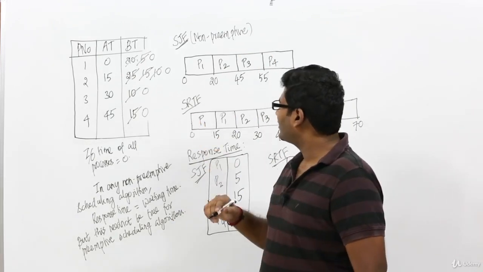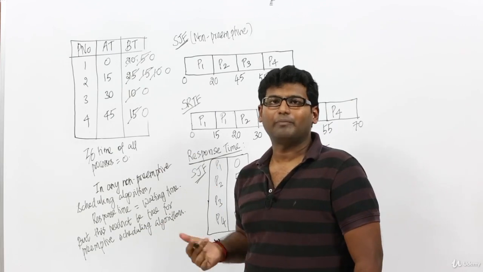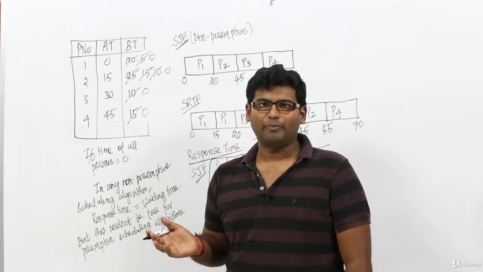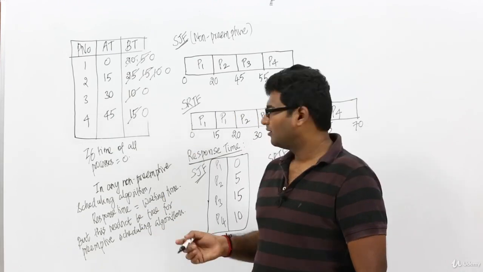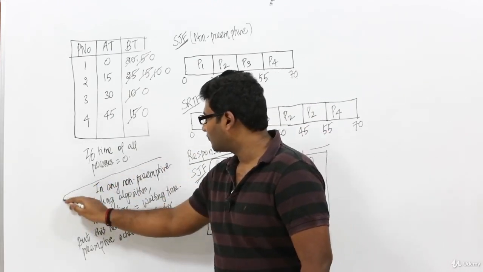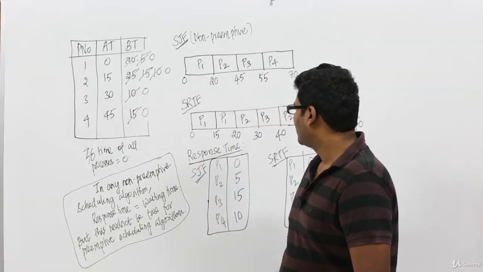But SRTF is one of the preemptive scheduling algorithms. We have some more preemptive scheduling algorithms, for example, round robin. There are a lot of them, and we will see them one by one. Now please make a note of these two points. These points are very important.